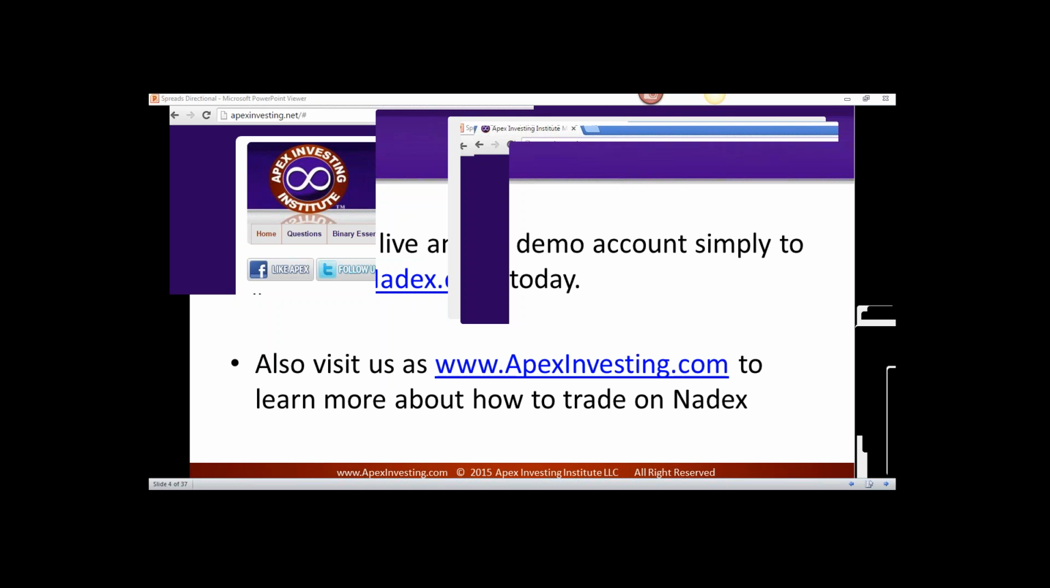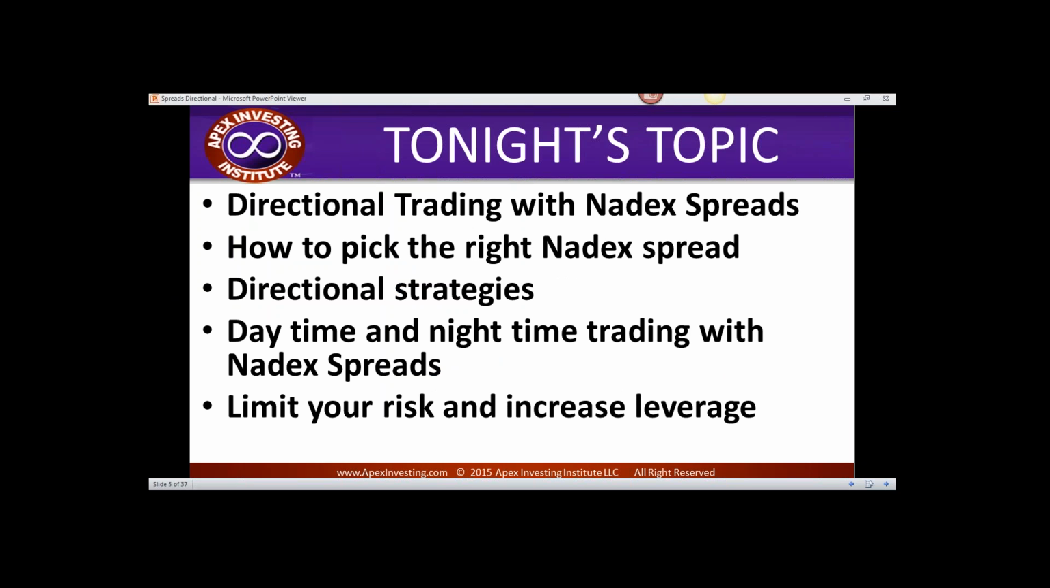You don't have to sit there and look through the Nadex platform and all the different spreads and try to calculate what is my risk and what is this. It lays it all out there for you and just tells you right in front of you. Okay, so tonight, directional trading with Nadex spreads, how to pick the right one, what are some directional strategies, and how to limit your risk and increase leverage.